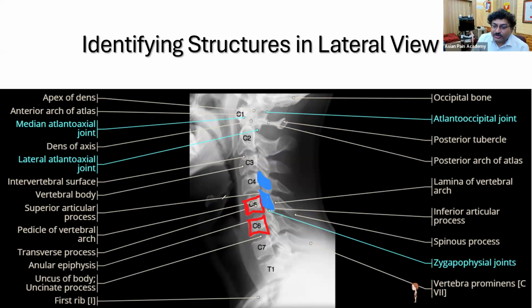It is not the superior articular process only. It is having the superior articular process. So here it is a superior articular facet and below it is the inferior articular facet. So it is the articular pillar, above which is the superior articular process, below which is the inferior articular process.